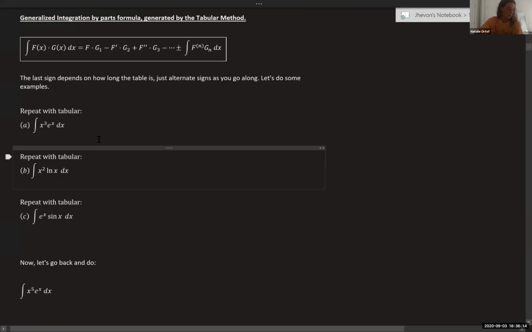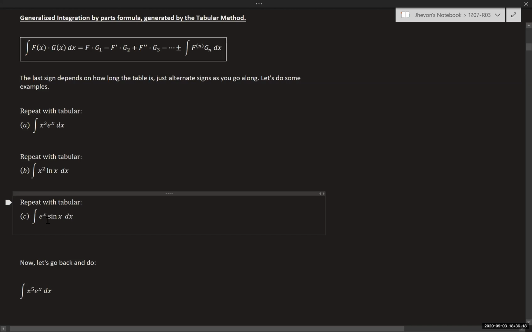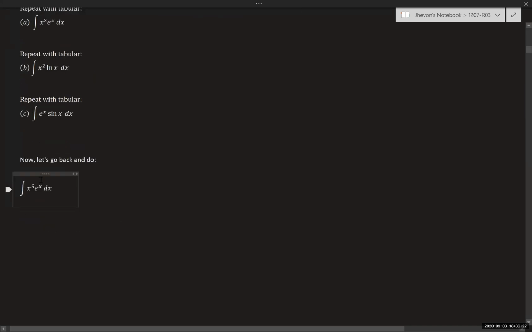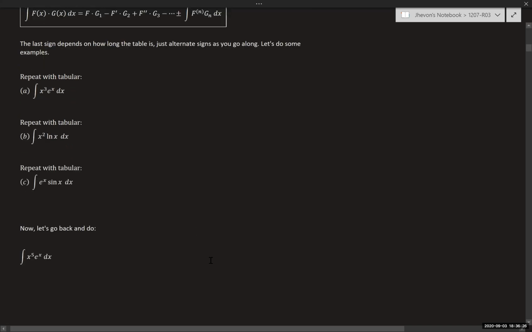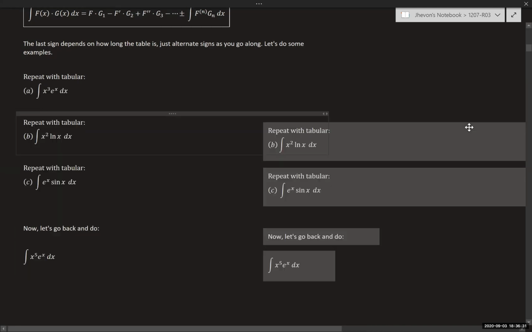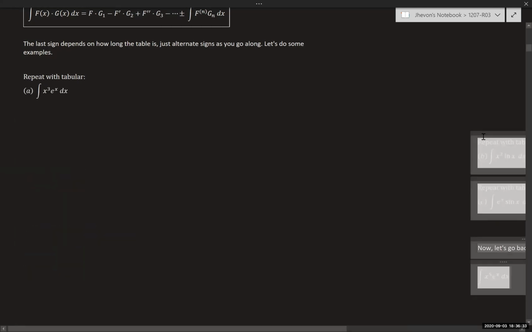Okay. So we've actually done these 3 examples before. So I'm going to redo them using the tabular method so that you can see how it would work. And then we're going to do this one, go back to the x to the 5th e to the x. And you're going to realize that it's actually not as bad as you may think initially. So let me move these out of the way.